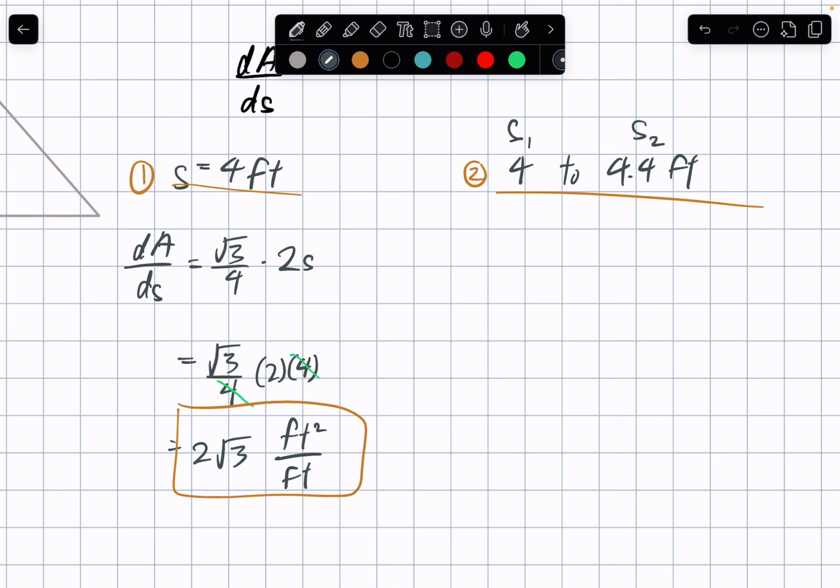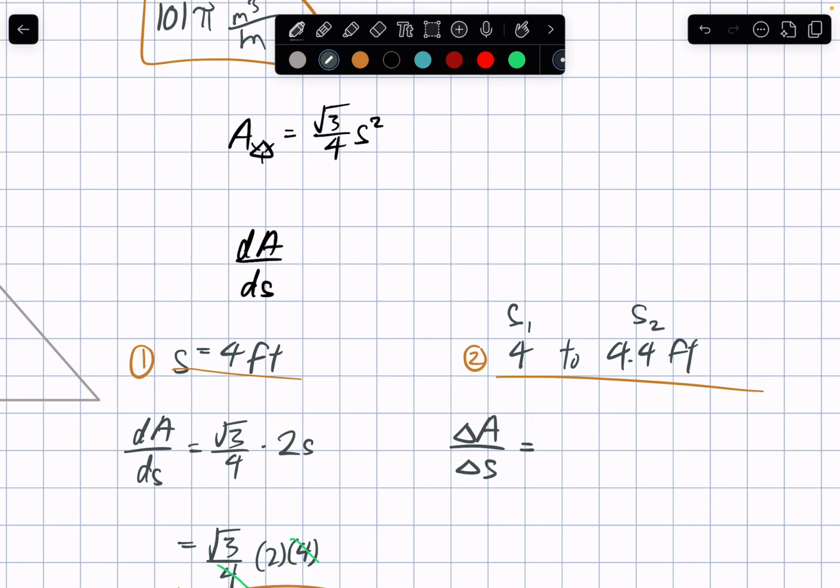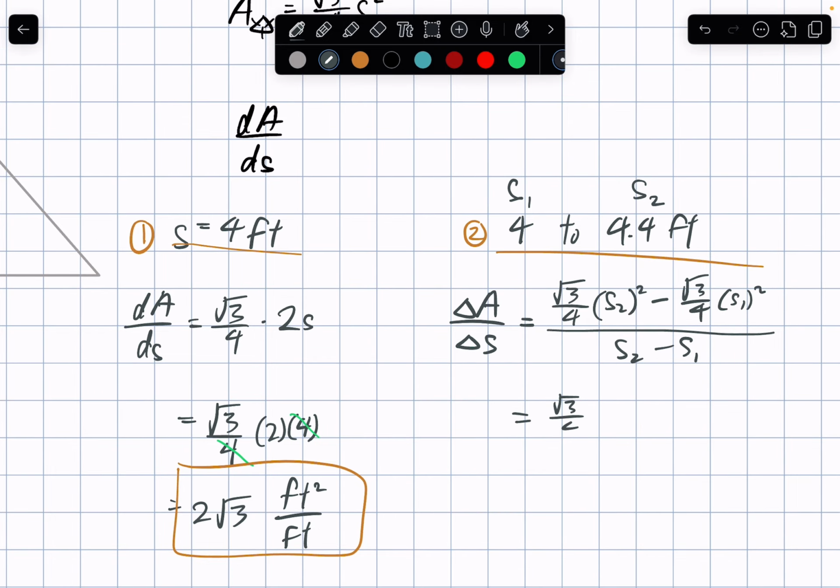For number 2, since we have S1, S2, we have delta A over delta S. And we don't find the derivative of this, we just substitute. So, let me show you. Square root of 3 over 4 times S2 raised to 2 minus square root of 3 over 4 S1 squared, divided by S2 minus S1. So square root of 3 over 4, S2 is 4.4 squared, and then square root of 3 over 4 times 4 squared.